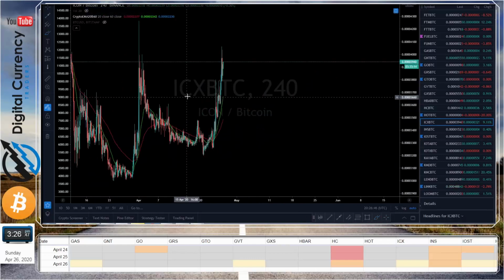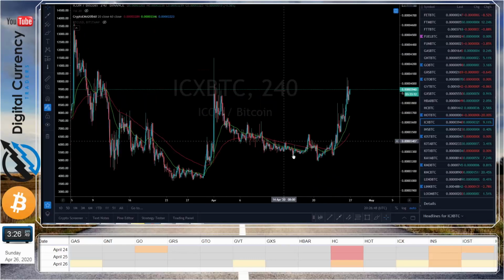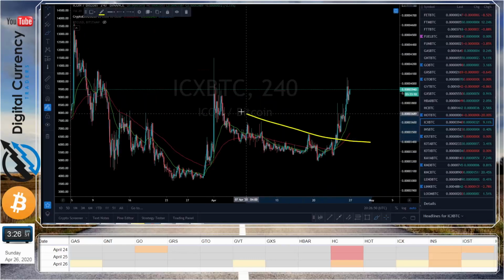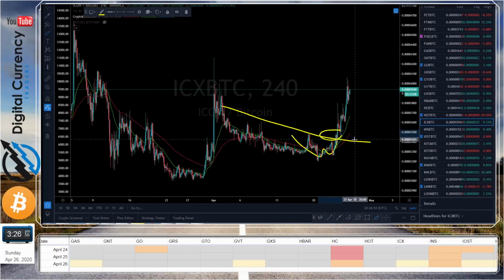But if I am going to play on this now that it's already moved a little bit out of this consolidation and breakout, this would have been better a couple days ago if you were watching it.